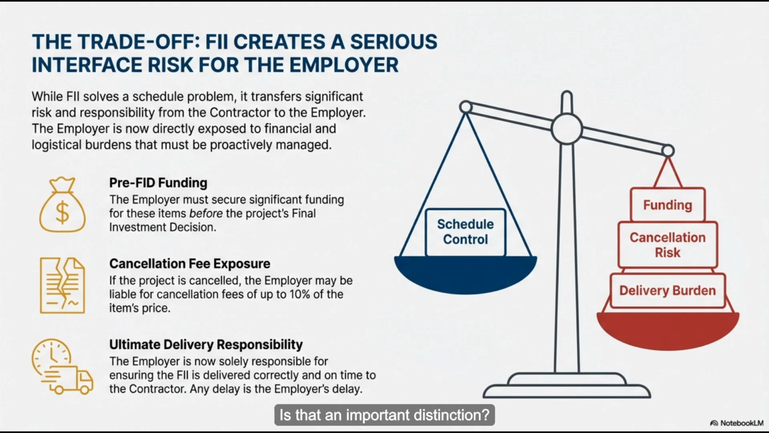Is that an important distinction? It is, yeah. Long lead is just about the delivery time. But critical equipment is about performance. It's the heart of the plant. The template lists things like electrolyzers, compressors. Exactly. If you're building a green hydrogen plant, the electrolyzer is the plant. As the employer, you might have a specific technology you have to use. You don't want the contractor choosing some other brand.